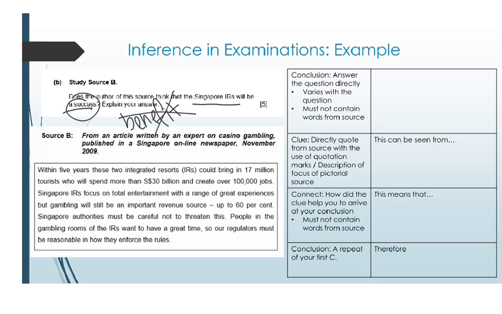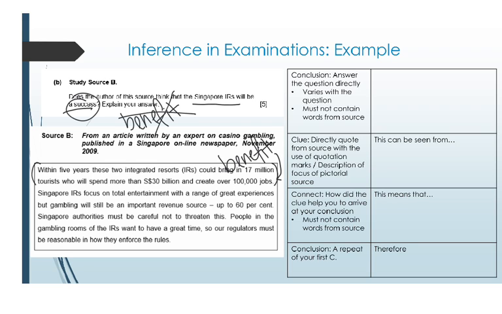Okay, so let us break down the source through trying to understand it by the issue statement. Okay, source B. Within 5 years, these 2 integrated resorts could bring in 17 million tourists who will spend more than 30 billion and create over 100,000 jobs. Just this line itself, the issue statement, how far will these benefit Singapore, right? Is it a benefit or not a benefit? It is actually a benefit. So please annotate. This part says benefit.